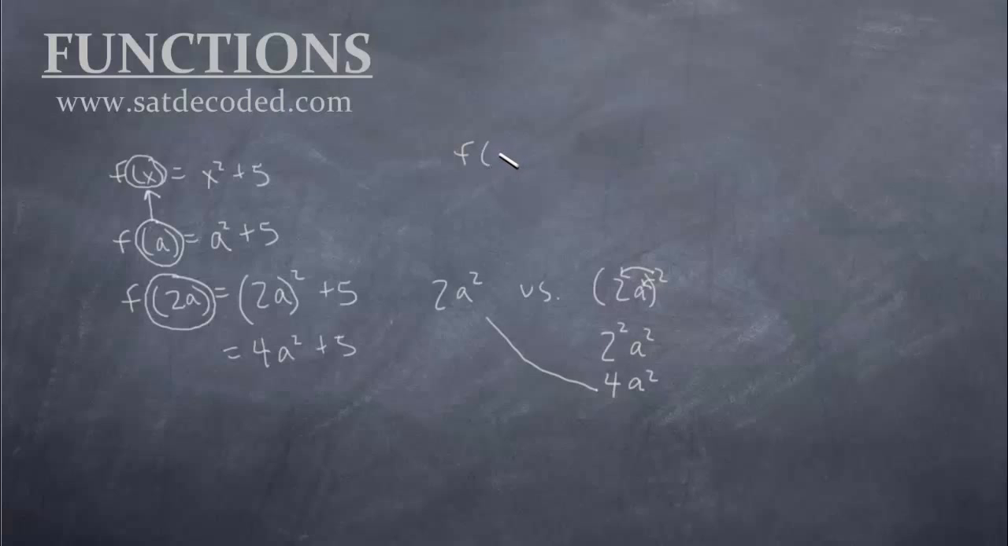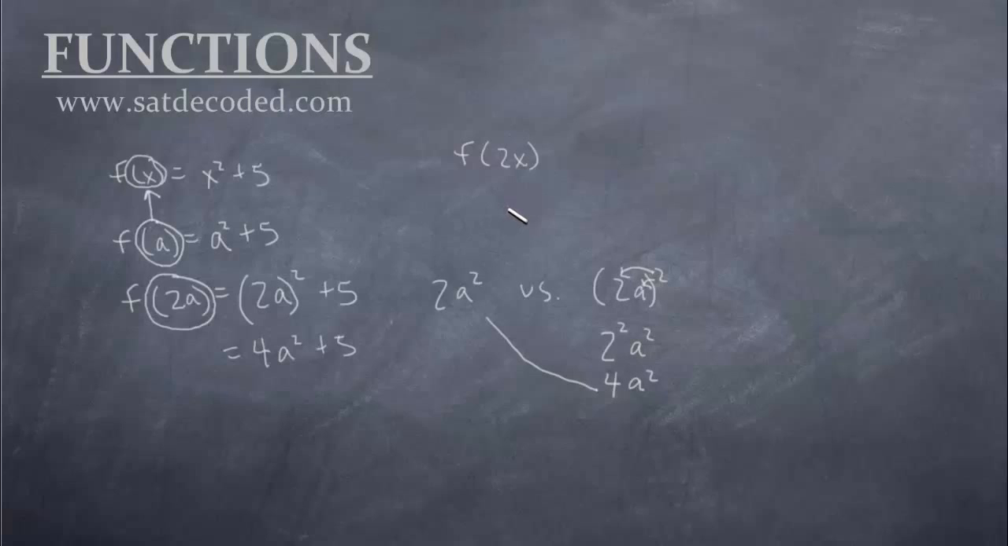All right, let's try another one. What if we want to find f of 2x? This is tricky because a lot of people get confused. They think that if our original master formula said x, how can x suddenly become 2x? Because x is not equal to 2x in most cases, right? How can x suddenly become twice itself?